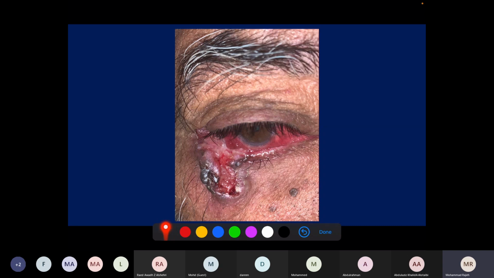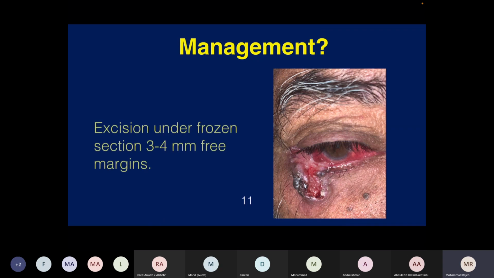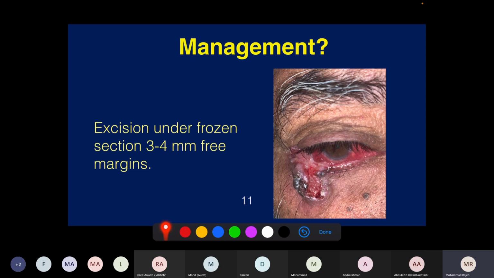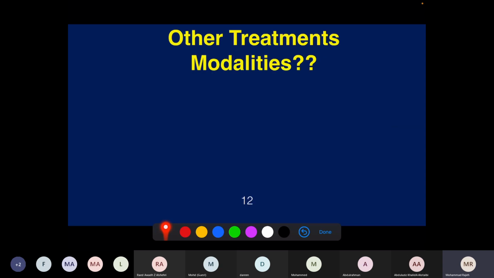It's very important not to forget the lymph nodes, please. I always notice that during the exam, they tend to forget it. So we're going to come to the lymph nodes. You just draw an imaginary line, and basically this goes to the submandibular, and here goes to the preauricular. So as you all know, the excision should have a 3 to 4 millimeter free margin.